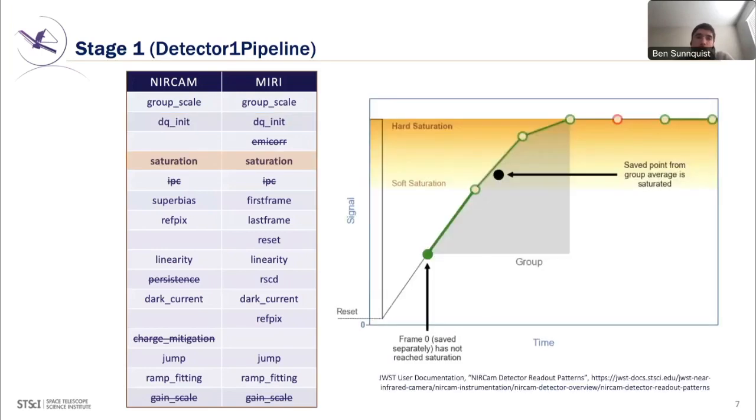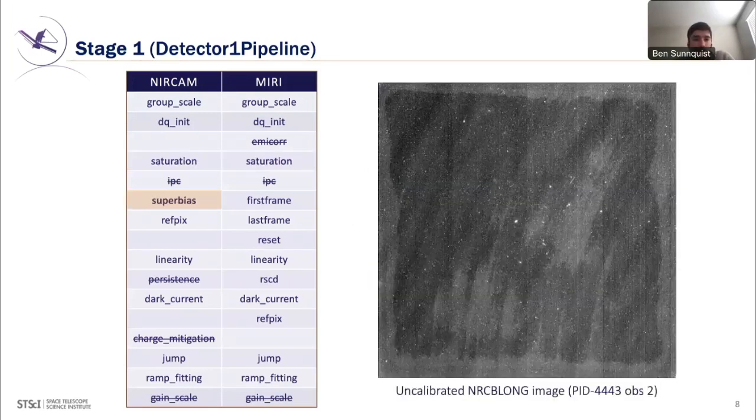The saturation step flags all pixels after a pixel becomes saturated and stops accumulating signal. Now, only for NIRCam, a super bias is subtracted to remove the fixed bias signal across the science pixels. So after this step, things like the picture frame effect you can see around the image here are going to be removed.